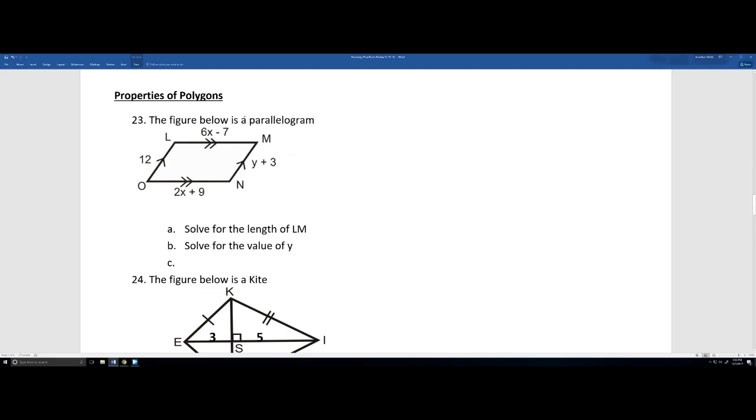All right, so properties of polygons. They tell us it's a parallelogram. They want us to solve for LM. Basically, what we know about parallelograms is their opposite sides have to be congruent to each other, not just parallel, but also congruent. That means LM has to be congruent to ON. Now, when you use their expressions, you have to set it up like this. LM is really 6x minus 7, while ON is 2x plus 9. So we're going to set them equal to each other and solve for x. Subtraction property, addition property.